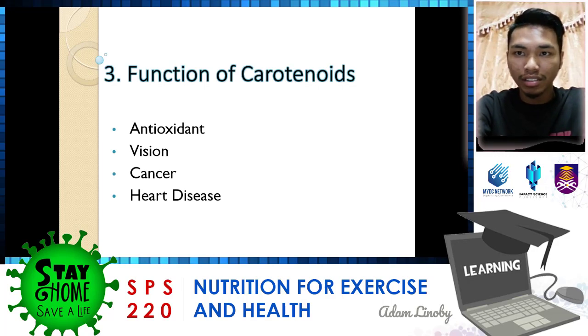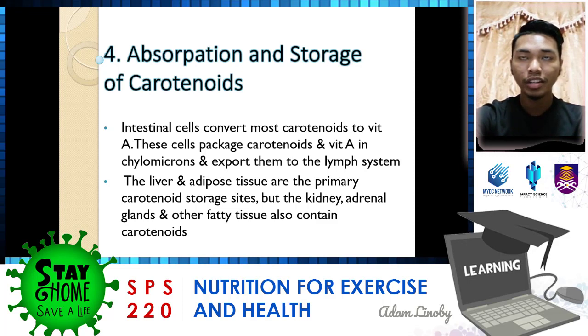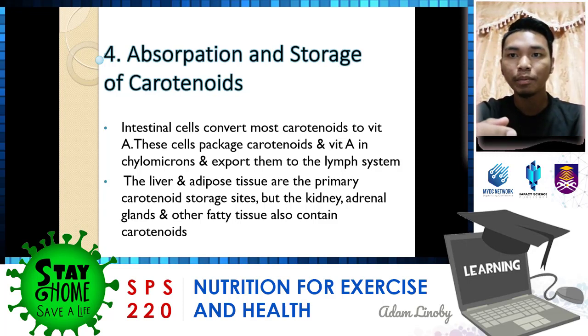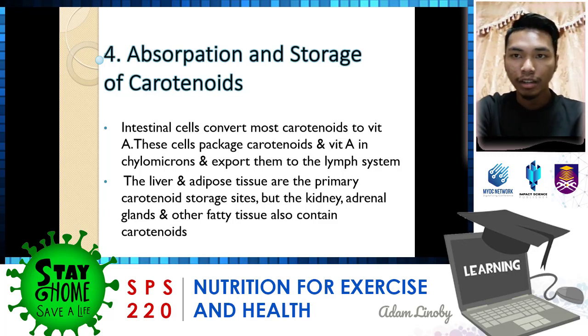For absorption and storage of carotenoids, the first one is that intestinal cells convert most carotenoids to vitamin A. These cells package carotenoids and vitamin A in chylomicrons and export them to the lymph system. The second one is that the liver and adipose tissue are the primary carotenoid storage sites, but the kidney, adrenal gland, and other fatty tissue also contain carotenoids.